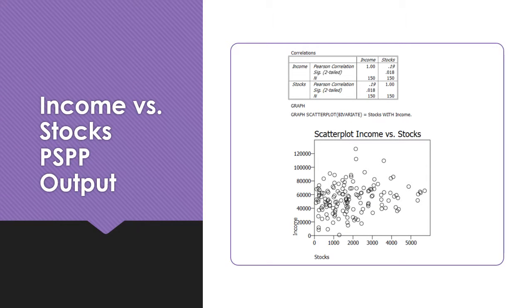As noted in the previous slide, you can see here that there is not a strong correlation between income and stocks, perhaps a little positive upward slope here. And if you look at Pearson's R, it's also quite small, although the p-value is still significant. So we are going to consider this a correlation, but it is a weak one.